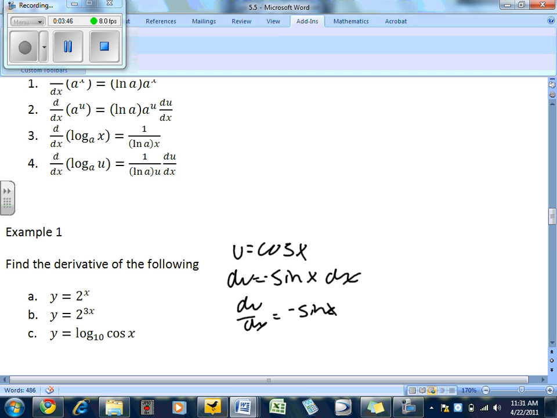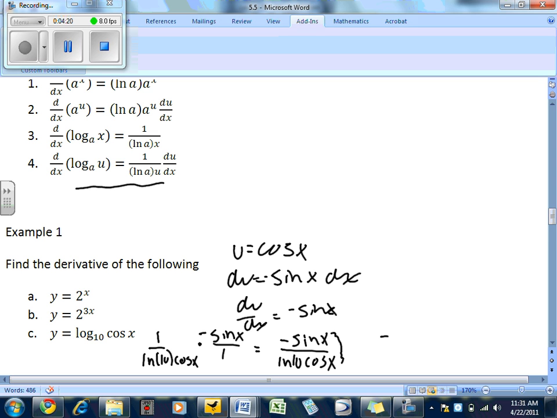Well, in our equation over here, it says 1 all over the natural log of the base. So we're going to have 1 all over the natural log of 10 times our inside, which is cosine of x, so times u, and then all of that times du dx, which is negative sine of x over 1. We could really write it as negative sine x all over natural log of 10 cosine of x. If you remember back from our trig days, we know that this equals tangent. So actually it's negative tangent of x all over the natural log of 10.